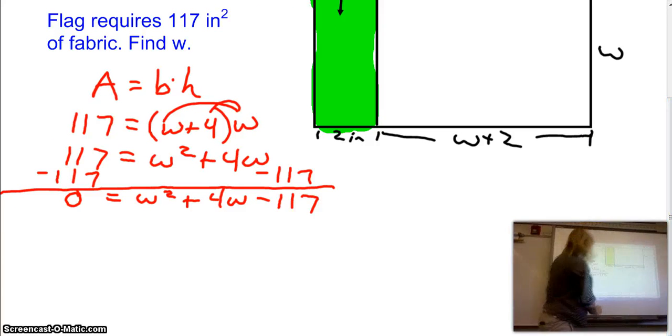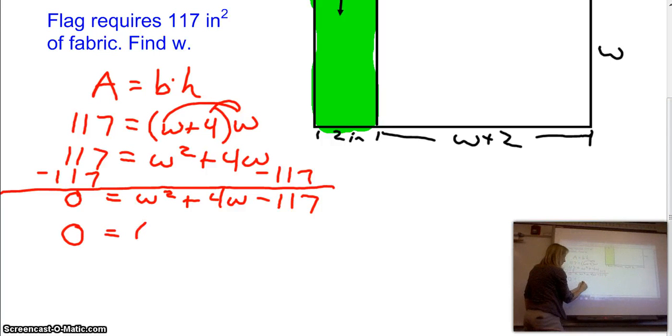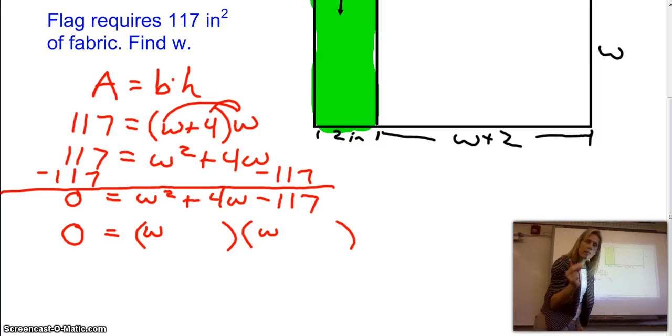We factor. 0 equals W. Now, 117 is negative, so this means that we will have to multiply a positive times a negative to get the C term. 117 is interesting. It's not a number we normally work with, right? So let's use our divisibility rules. Is this divisible by 2? No. Is it divisible by 3? Well, we just add the digits. 1 plus 1 plus 7 equals 9. So is it divisible by 3? Yes. And it's also divisible by 9, isn't it?